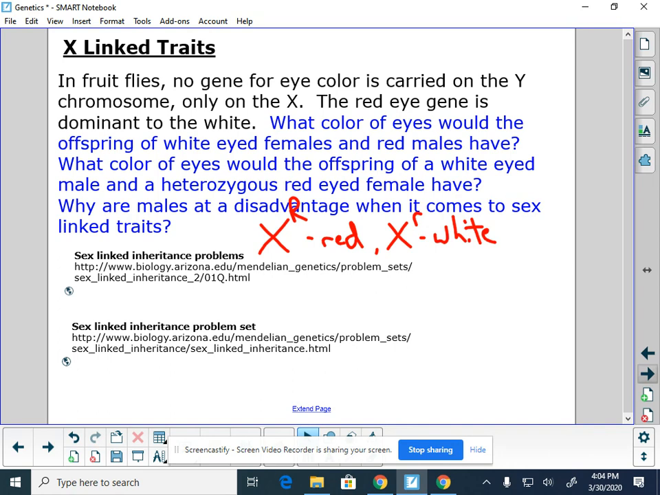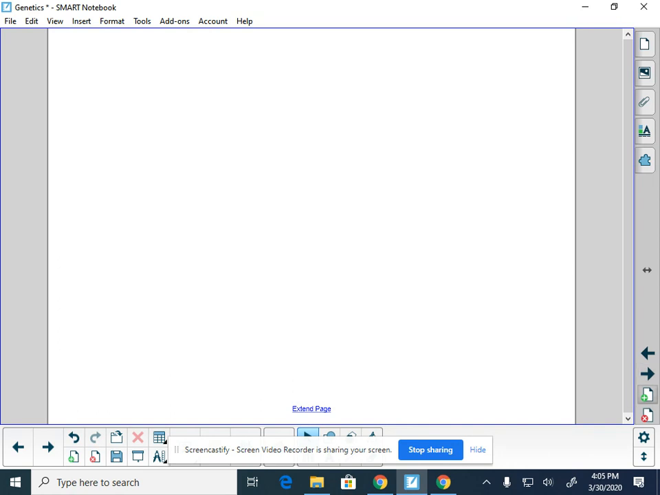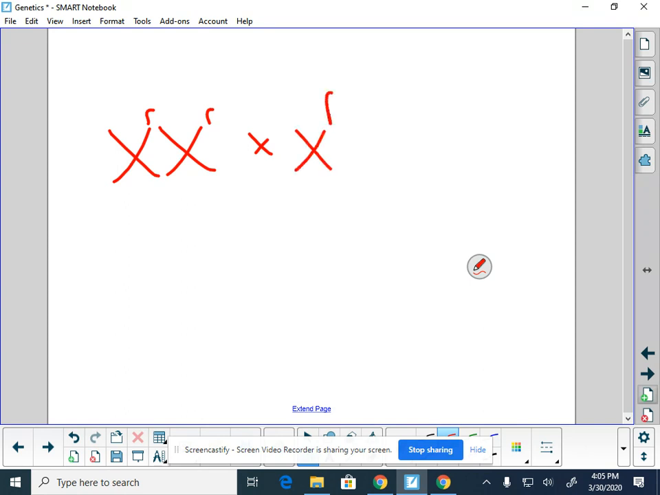What color of eyes would the offspring of a white-eyed female have? Sorry, let me just change cards here. Let's go with this. What color of eyes would the offspring of a white-eyed female, so if she's a white-eyed female, X little r X little r, crossed with a red male, X big R Y. There's my cross.